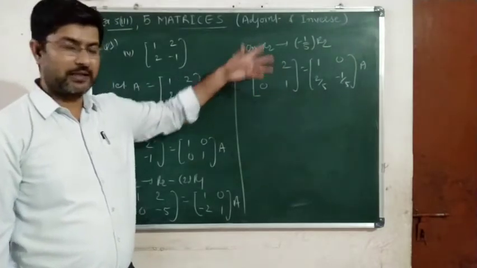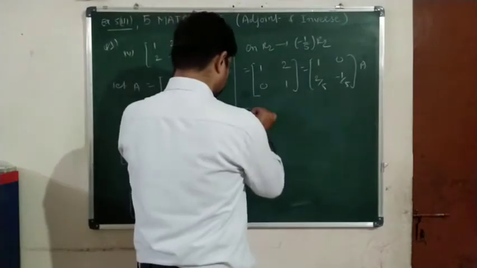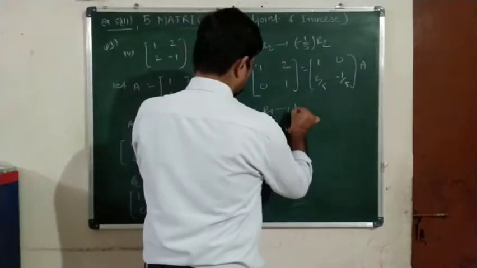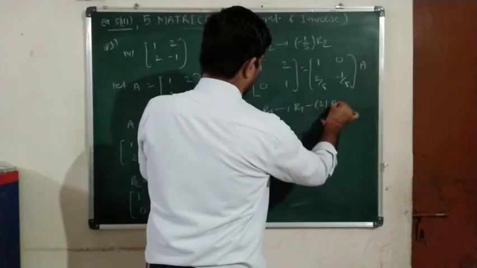So on R1 minus 2 into R2 we can do, R1 minus 2 into R2.